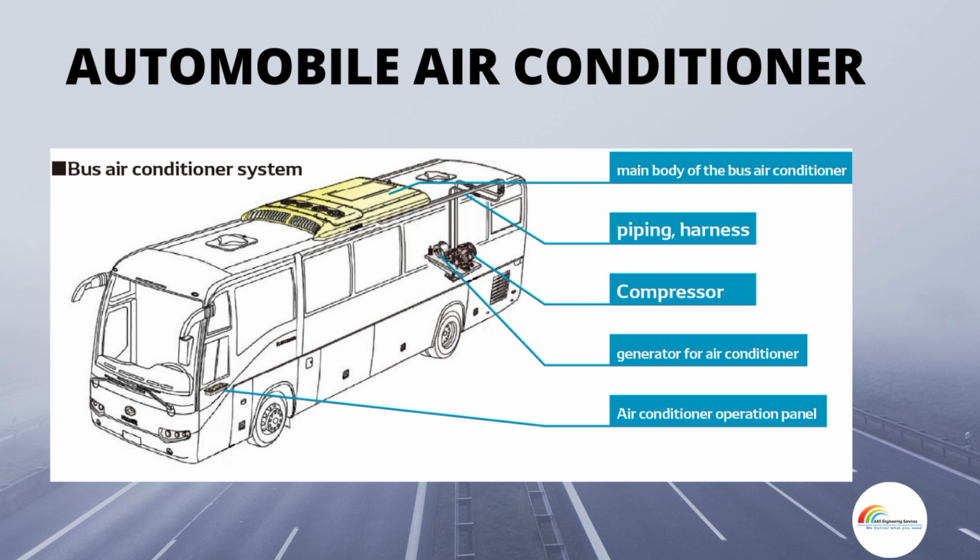Then there are the piping and harness, you can say the main body of the bus air conditioning. There is a condenser and an evaporator at the top, and from the evaporator there are ducts throughout the passenger seats. The air conditioning panel is installed at the front with the driver's seat. The driver can switch the engine on or off from there and adjust the cooling of the air conditioning system remotely from the front side.